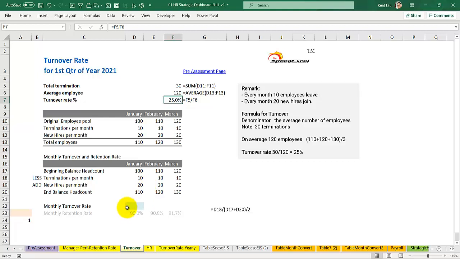The next one is that you can also find out the retention rate by using this formula. It will be like using the January number minus the termination. Then you take the value and divide by D17. What is D17? D17 is just the beginning balance. So you get the beginning minus whatever you lost through termination. So that's 90%. You see that you have 100 staff in the beginning, and 10 of them have left. So isn't it that you are left with 90 staff?